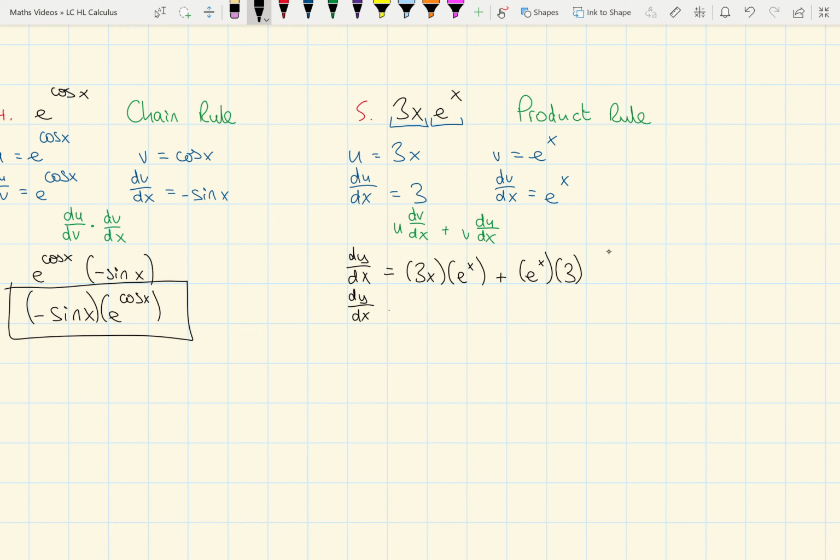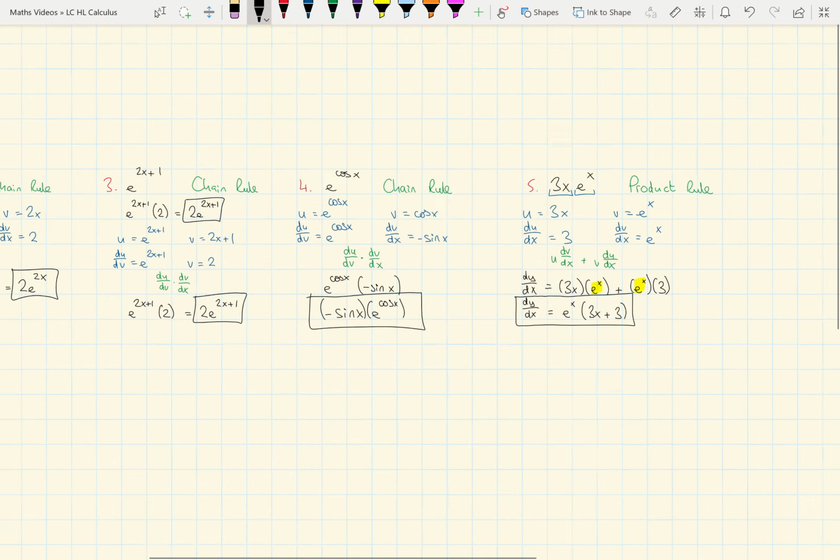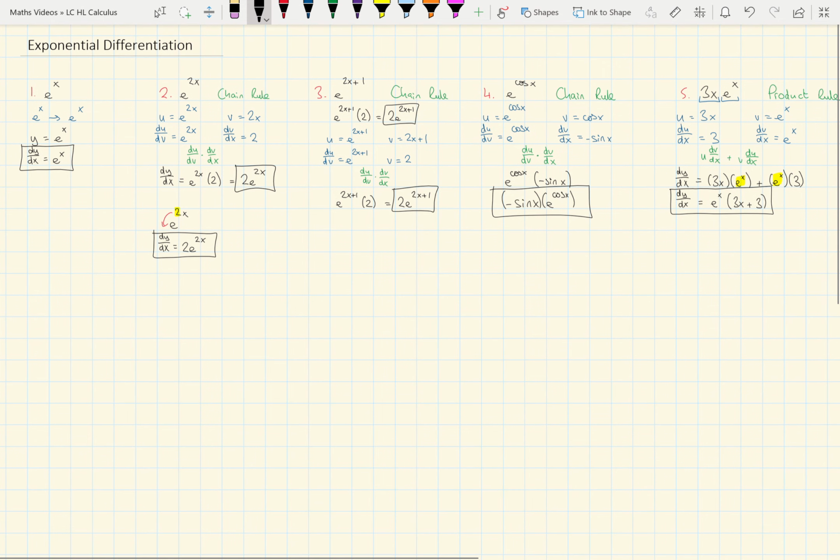And just some tidying up here. So if I'm looking at this, I see I have e to the power of x and e to the power of x common. So I can factorize by that. So I get e to the power of x times (3x plus 3). And we'll leave it at that. We're not going to simplify any further. And that's us done for 5 examples of exponential differentiation.